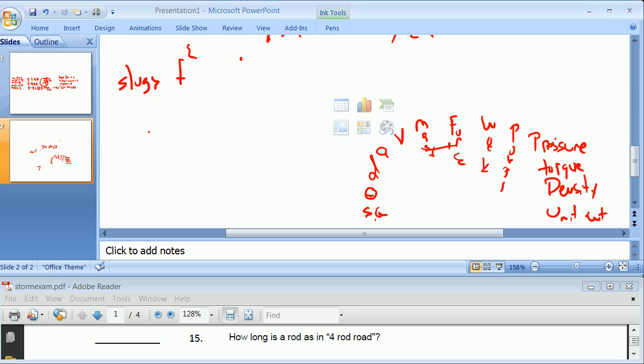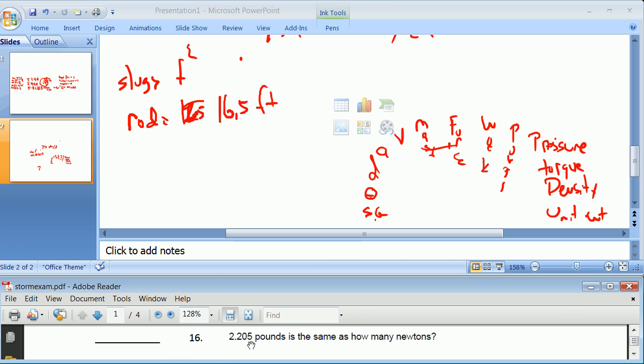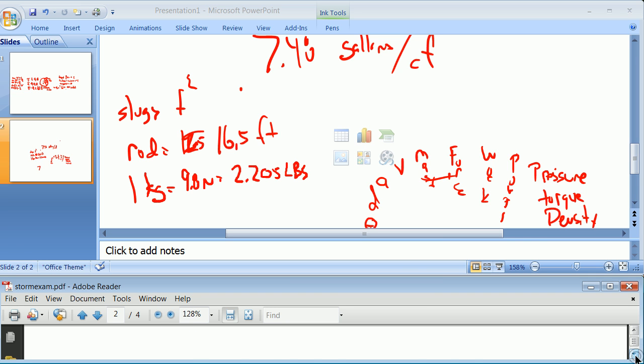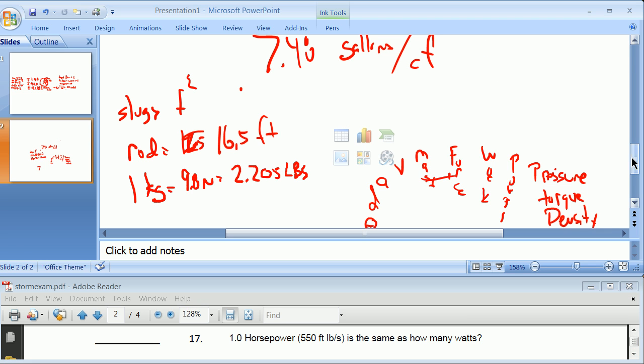How long is a rod in a 4-rod road? A rod is 16.5 feet, because a 4-rod road is a 66-foot wide right-of-way. 1 kilogram is the same as 9.8 newtons, which is the same as 2.205 pounds. So beyond that circle, you must know some of the other things. So 2.205 pounds is 9.8 newtons. Going down through, a horsepower is the same. Keep going through here, see if we can move around on this document.